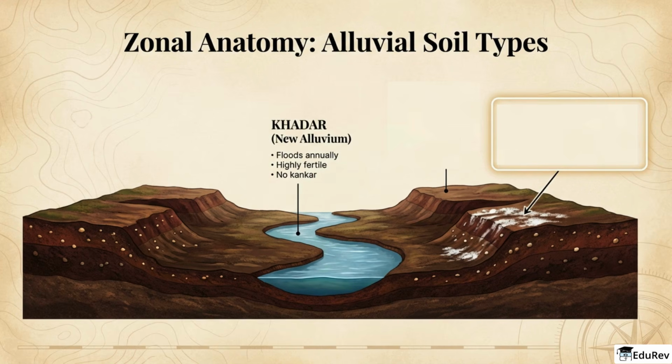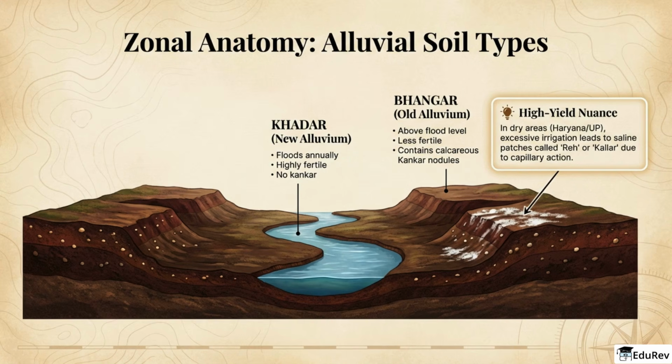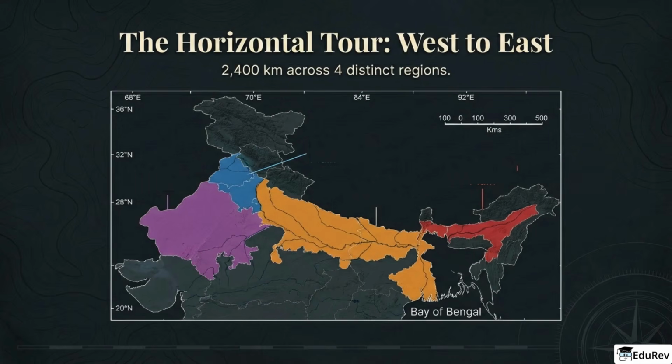Khadar is new alluvium. It floods annually, is highly fertile, and has no kankar. Bhangar is old alluvium. It lies above flood level, is less fertile, and contains calcareous kankar nodules. The high-yield nuance is important for applied geography. In dry areas like Haryana and Uttar Pradesh, excessive irrigation can lead to saline patches called Ray or Kallar due to capillary action.